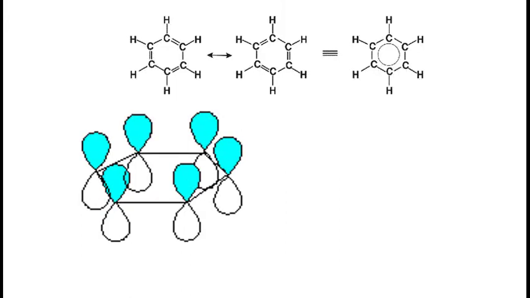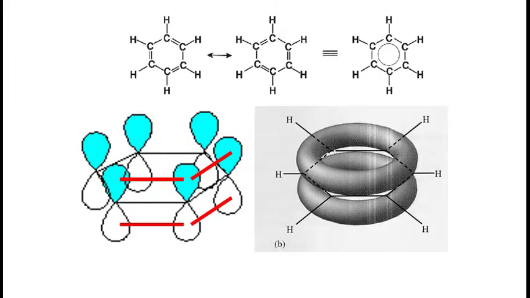Remember that the pi system comes from the leftover p orbitals on the sp2 hybridized carbon atoms. Looking at it this way, you can imagine that, for example, the atom on the front right can pi bond equally with the atom on its left and the atom behind it. The three pi bonds would not be localized but spread out over 6 locations. Sometimes this pi bonding system is shown like this, with a donut of electron density above and below the ring of carbon atoms.